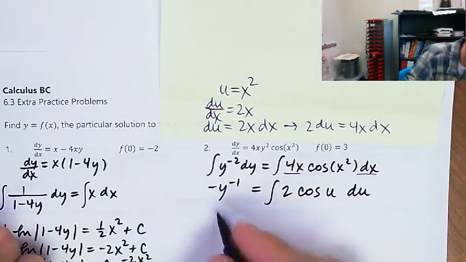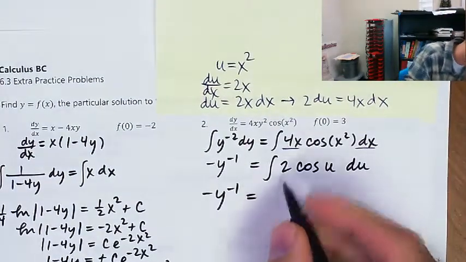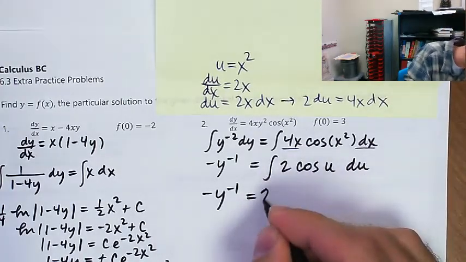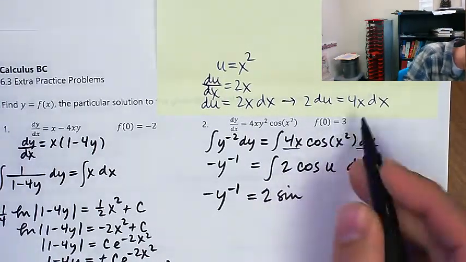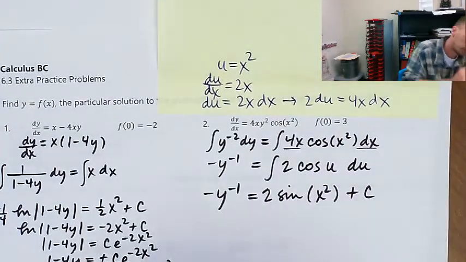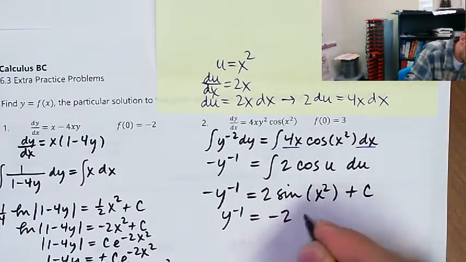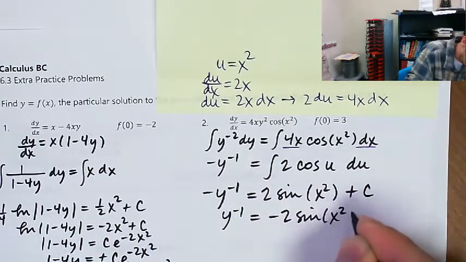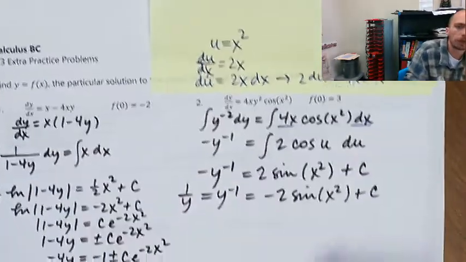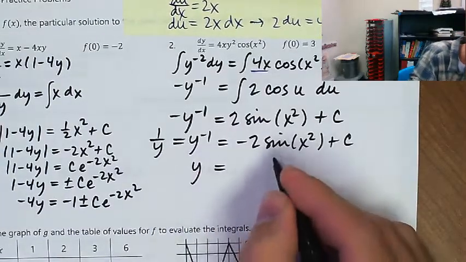I anti-differentiated over here, but I realized I wasn't quite ready on the right side, right? I had to do my U-substitution. So an antiderivative for 2 cosine of u with respect to u is going to be 2 sine of u. But we know that u is equal to x squared, so I'm going to do that, and I'm not going to forget my plus c. Now I'm going to start getting at this by multiplying by negative 1. And then y to the negative 1 is 1 over y, so if I wanted to get at y, I was going to just flip both sides of the equation.